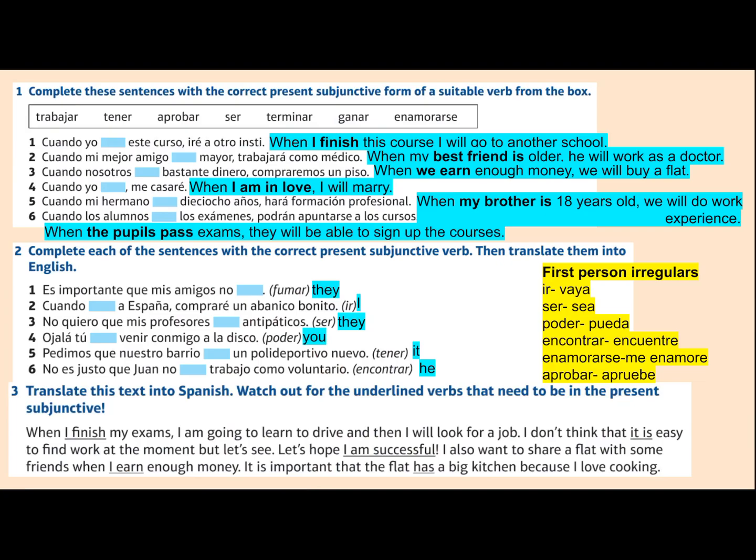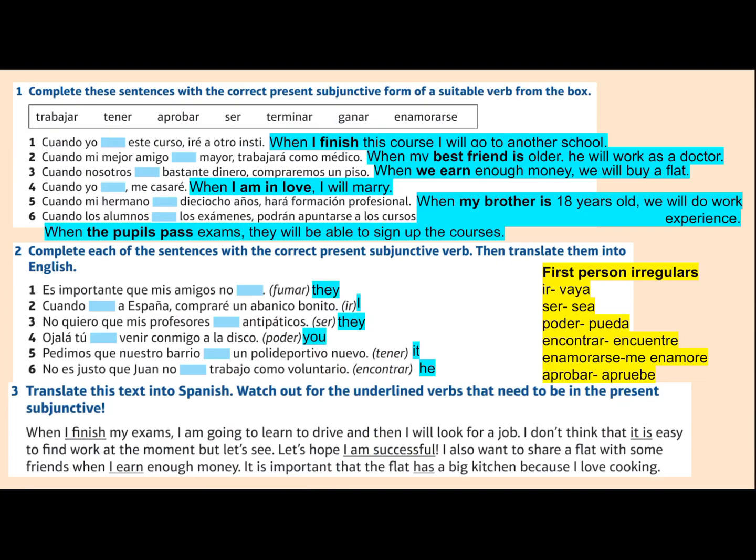So that sentence says, when I blank this course, I will go to another school. The blank is I finish, it's in bold. So you just need to write down the present subjunctive of the verb I finish. The reason why we're using subjunctive here is because it's a cuando phrase. They're all cuando phrases and they're all looking towards the future. So when I finish this course, I will go to another school.